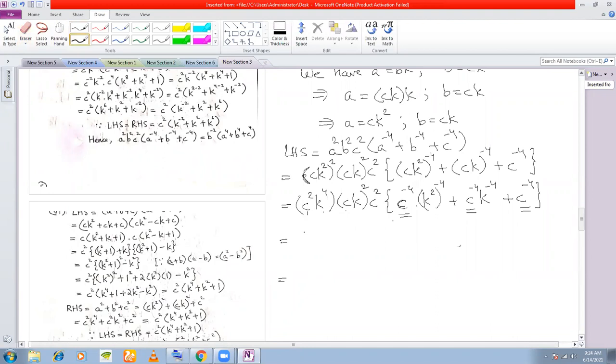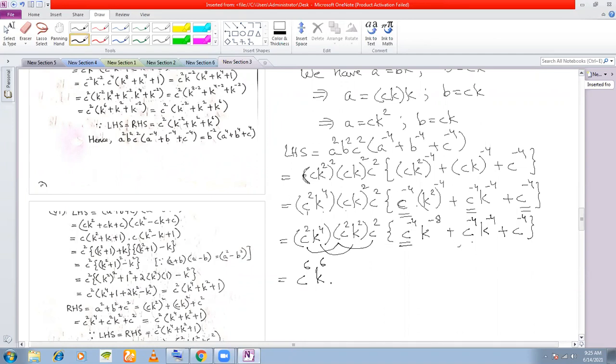So you have here c square k to the power of 4, c square k square into c square. And here you have c to the power of minus 4, k to the power of minus 8 plus c to the power of minus 4, k to the power of minus 4 plus c to the power of minus 4. Now you see you have c square, c square, c square. So this becomes, add up the powers, c to the power of 6. And k to the power of 4 and k square, so this becomes k to the power of 6.